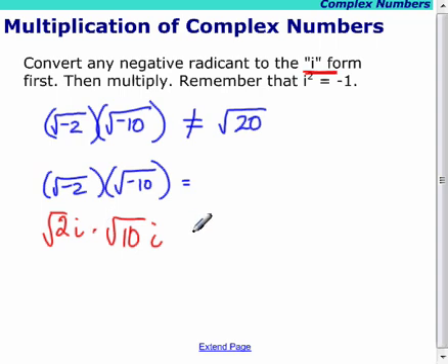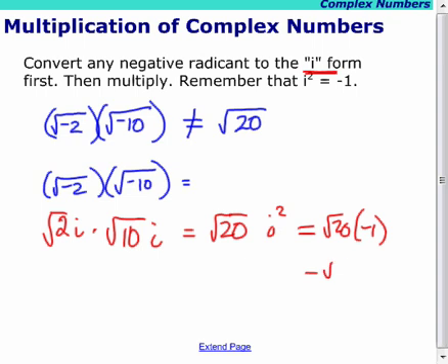So now when I multiply those two things, I get the square root of 20 again, but then I times I is I squared. Remember, I squared is the same thing as negative 1. So it'll be root 20 times I squared is root 20 times negative 1, which is negative root 20. So notice the difference between this one and this one. This is correct to convert it to the I form first. If you're just multiplying the radicands, if they're negative, this is incorrect.